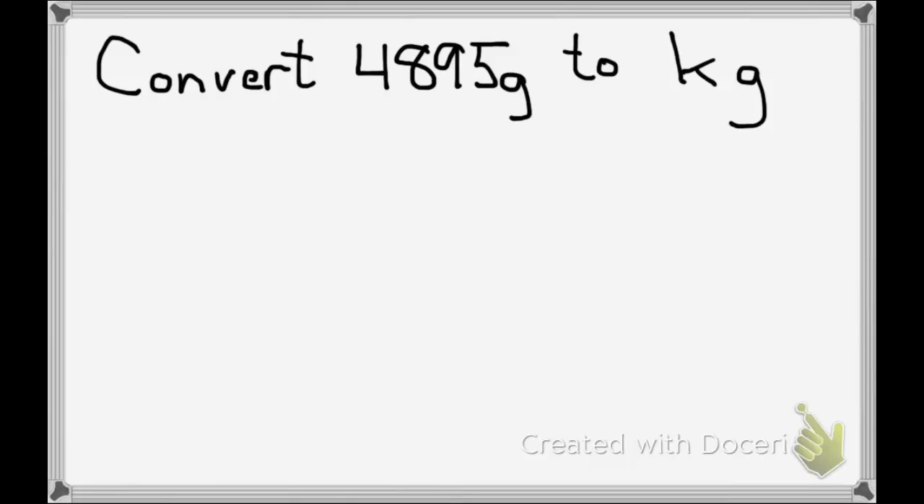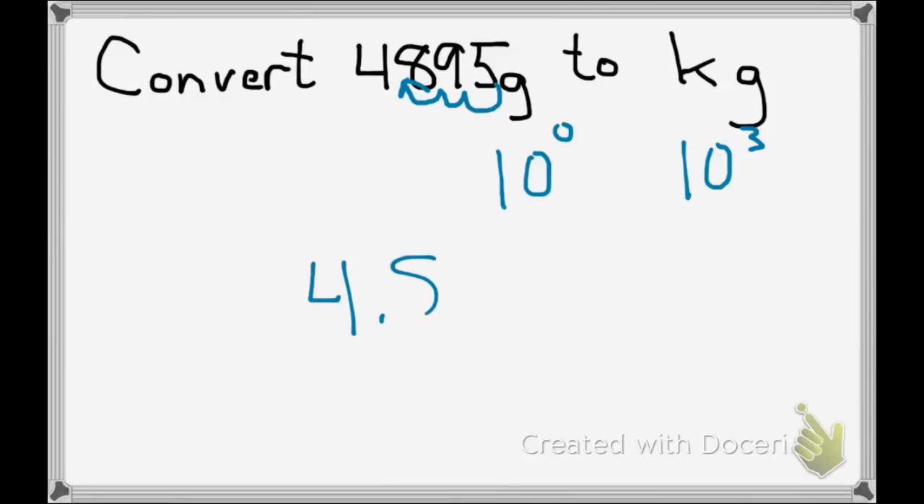Our final example here is to take 4,895 grams and convert them to kilograms. Grams is a base unit, so it's equivalent to 10 to the 0 power. Kilograms, the prefix kilo, it means 1,000, or 10 to the positive third power, so 3 powers of 10 difference. We're going from a smaller unit to a larger unit, so we need to take that decimal point and we're going to move it 3 places to the left, and our answer would be 4.895 kilograms.